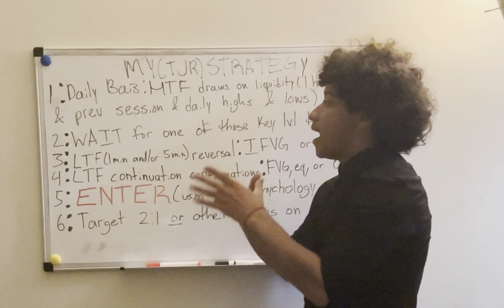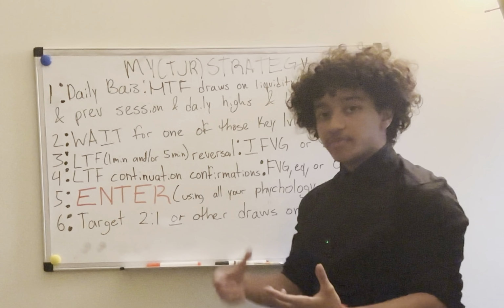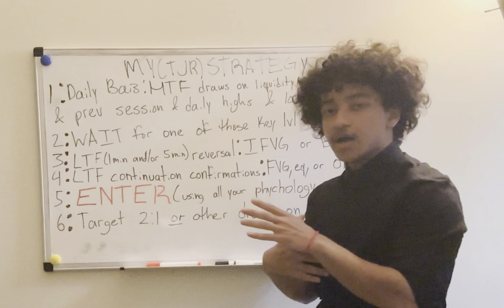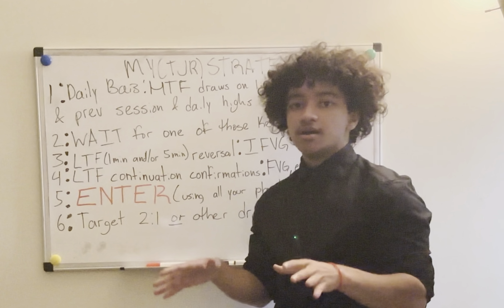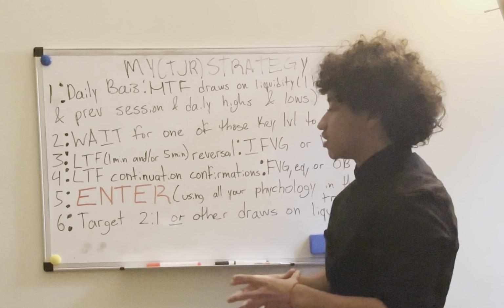What am I looking for next? A low time frame continuation confirmation. What is that? Fair value gap, equilibrium, breaker block. All right. Then when those are hit, when price enters one of those zones, I look for an entry using all my strategy, all my psychology. When I'm entering, I'm not fearful. I'm not impatient. I'm totally me, a disciplined trader. Then I target a 2-to-1, or if I see a reasonable draw on liquidity, I target another draw on liquidity.